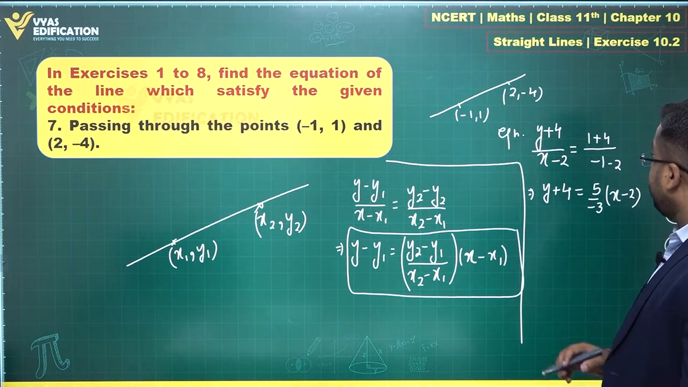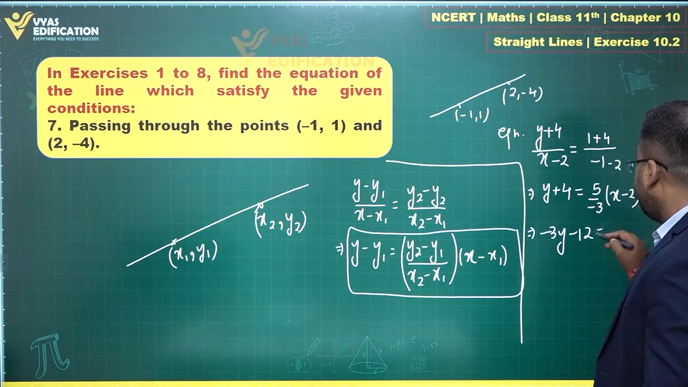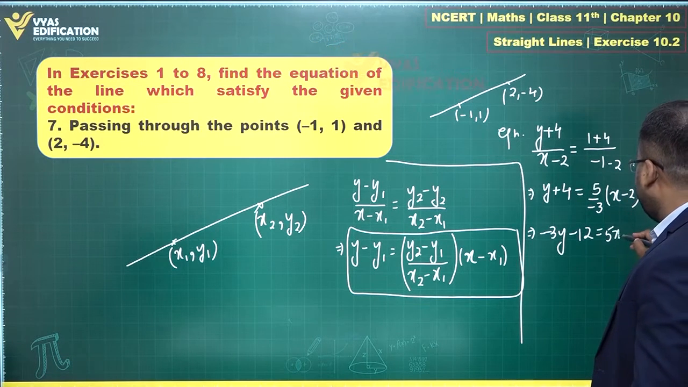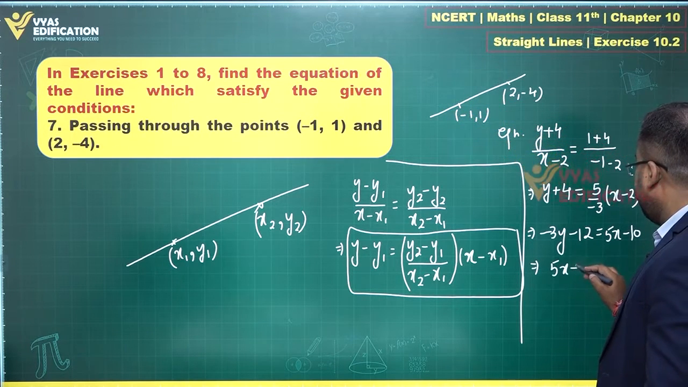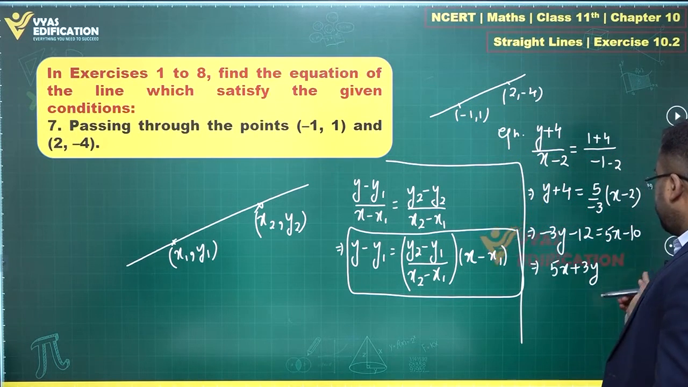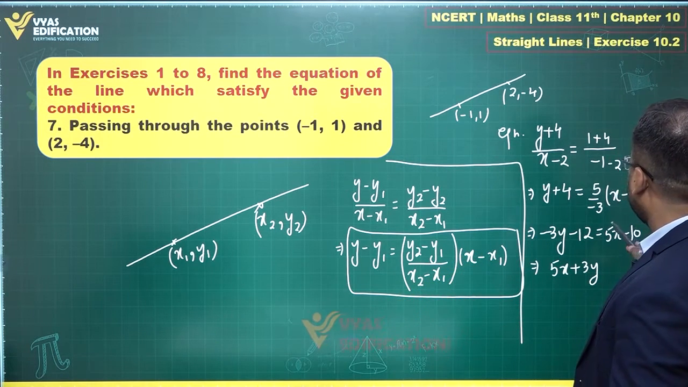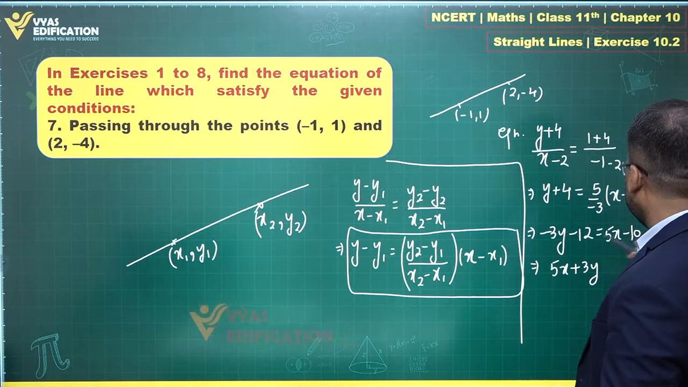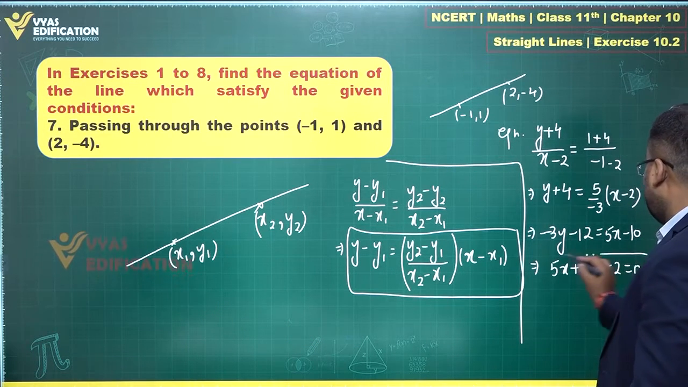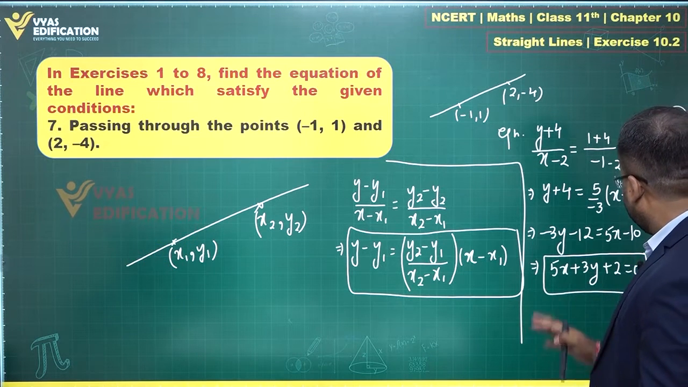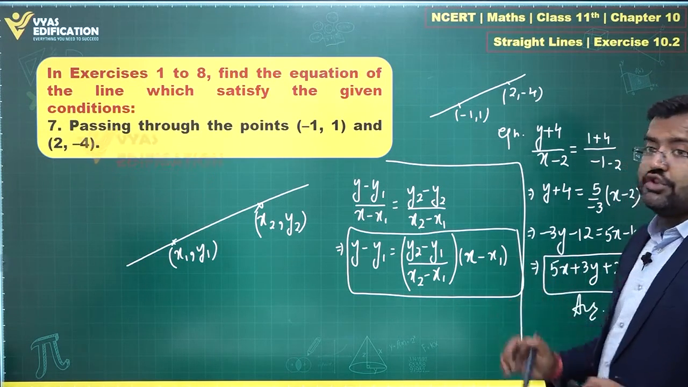Okay, please observe this carefully. This further becomes minus 3y minus 12 is equal to 5x minus 10, and this tells me 5x plus 3y. Let's bring this 3y on this side, and this becomes minus 12. Yes, please check that, minus 12, and this is minus 10. So bring 12 also this side. This is plus 2 is equal to 0. 5x plus 3y plus 2 is equal to 0. Yes, that's the answer for this question.